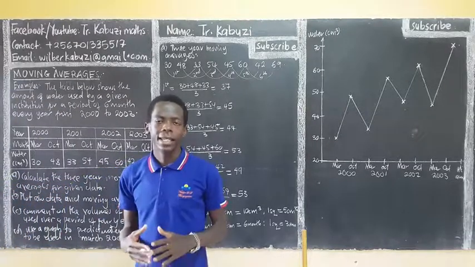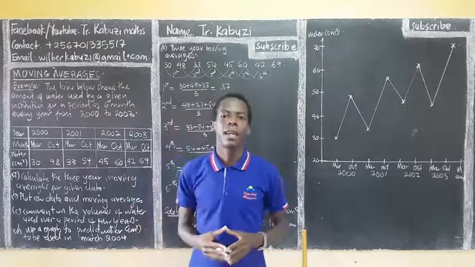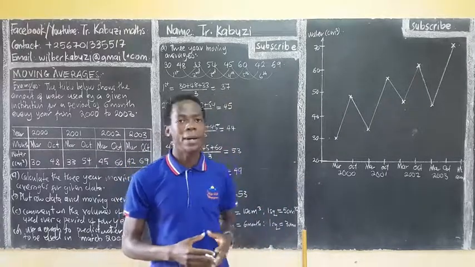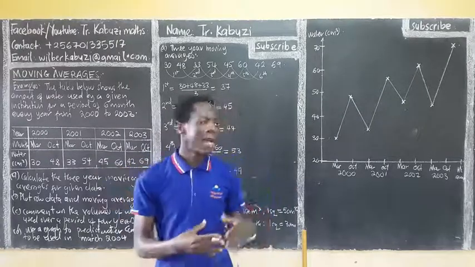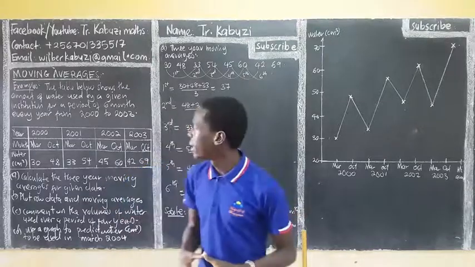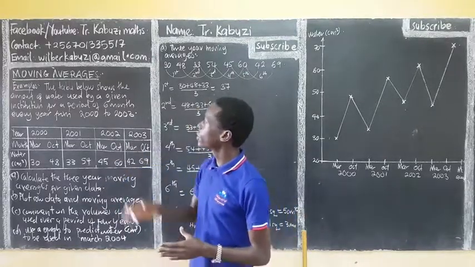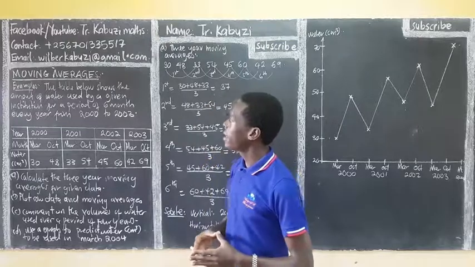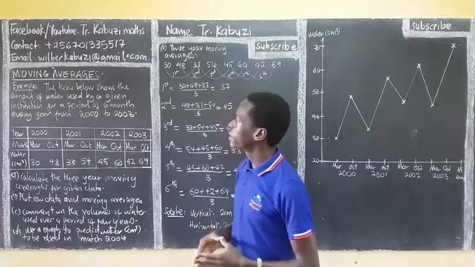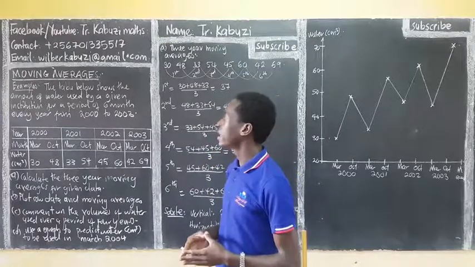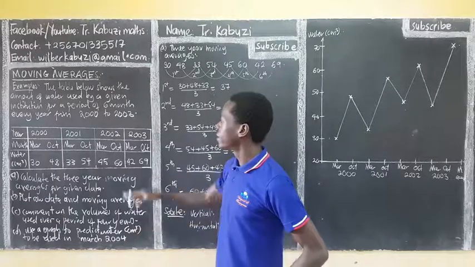Now members, we are going to see detailed examples in moving averages. I've done some parts, and now we are going to just go through as I explain and we do more. Here the question is: the table below shows the amount of water used by a given institution for a period of 6 months every year from 2000 to 2003. So this is the table.